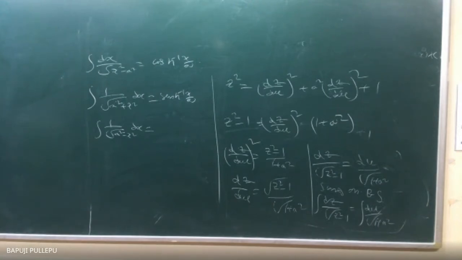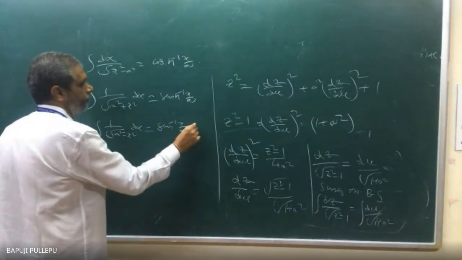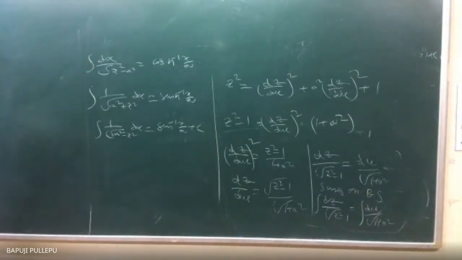Correct. Tell. Hey, tan is going wrong. Tan inverse: 1 by x square plus a square. Sin inverse of x by a. Plus c.